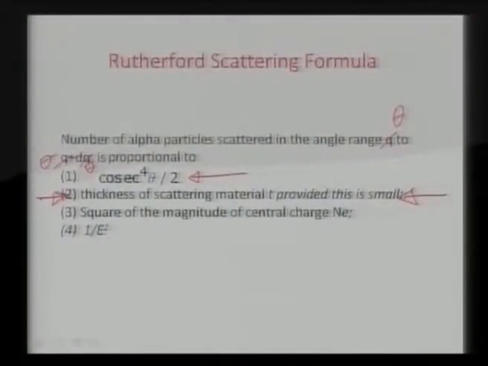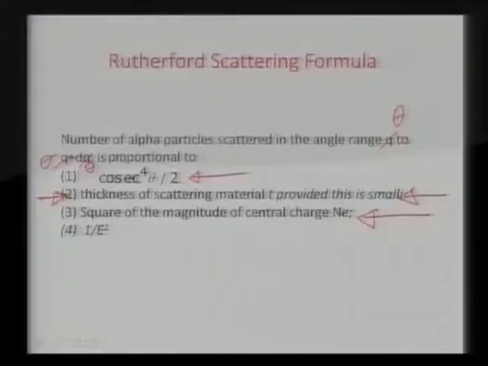One is, back to the PowerPoint slide, the square of the magnitude of the central charge, capital NE. He writes it capital NE. Today we write it capital ZE, but in Rutherford's original paper he writes central charge capital N times E. So, square of the magnitude of the central charge. Magnitude means whether it is positive charge or negative charge. Later he establishes that it should be positive charge, but in the original paper, as far as this scattering formula is concerned, both will give the same result. So, square of that. And then finally, 1 by capital E square.